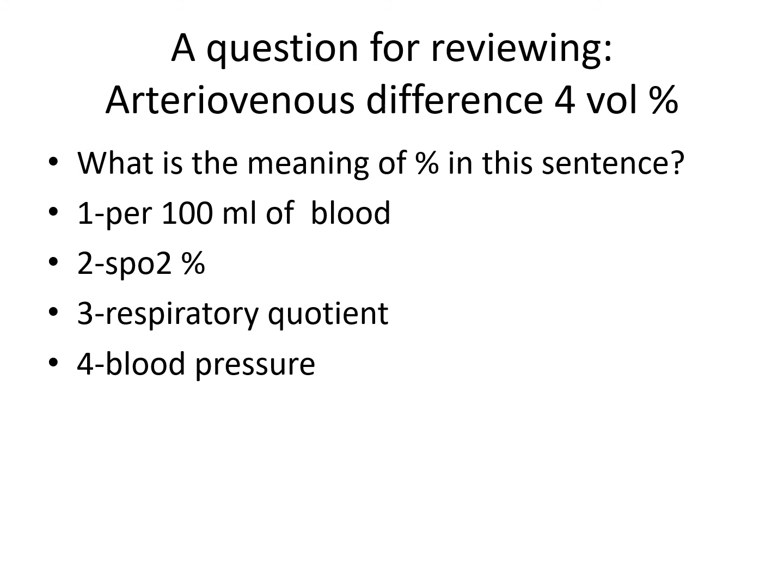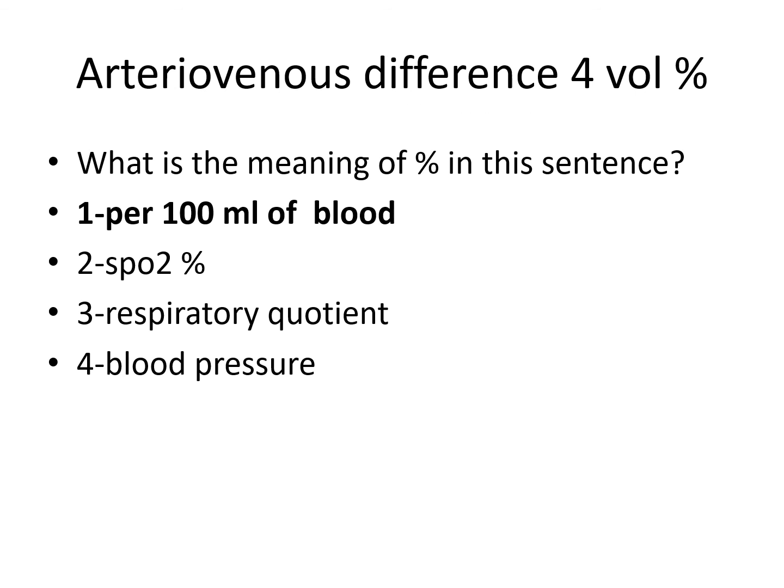A question for reviewing. Arteriovenous difference for volume percent. What is the meaning of that percent? The first choice is per 100 milliliter of blood. Second choice, SpO2 percent. Third one, respiratory quotient. Fourth, blood pressure. The correct answer is the first choice, per 100 milliliter of blood.